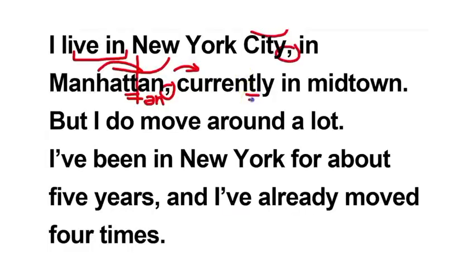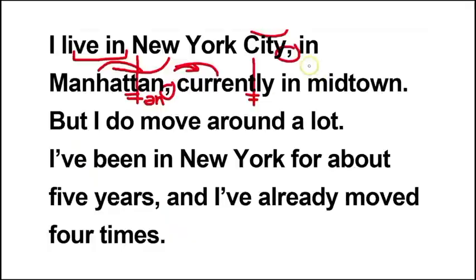Again, I did not hear the release of this T. That would be currently. I heard currently with a stop. That's a stop T. Currently, currently. And in this three-syllable word, I noticed that stress is on the first syllable. Currently in Midtown. Midtown. Stress on the first syllable here, and that is a true T. Currently in Midtown.